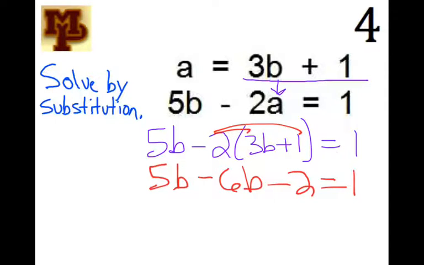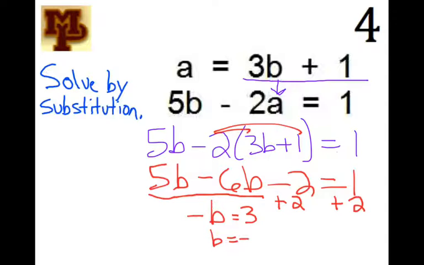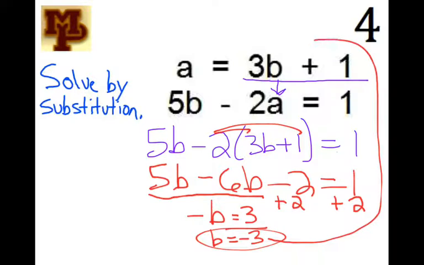And now I have 5b minus 6b, so that'll be minus b, and I'll also add the 2 over to the other side. So that's going to be negative b equals, let's see, that would be 3. So that means b equals negative 3, and I would be able to plug that in and figure out what the a is. So let's plug that in right there.